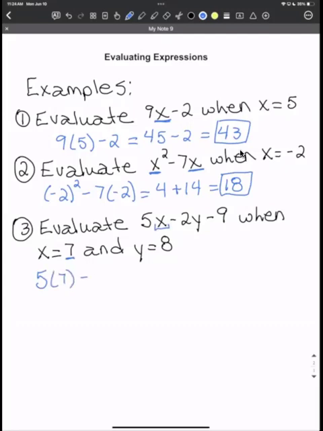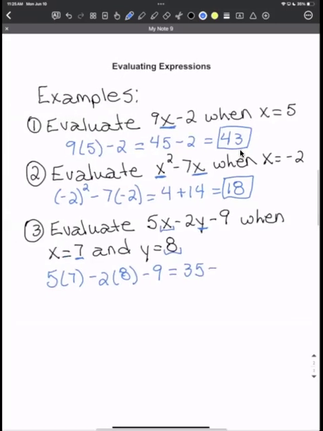And then I've got -2y. But instead of writing this y, I'm going to write 8. And then still -9. Now just simplify. So 5 times 7, well, that's 35. -2 times 8, well, that's -16, still -9. And then adding, let's see, 35 minus 16 minus 9 more gives us 10. Final answer.